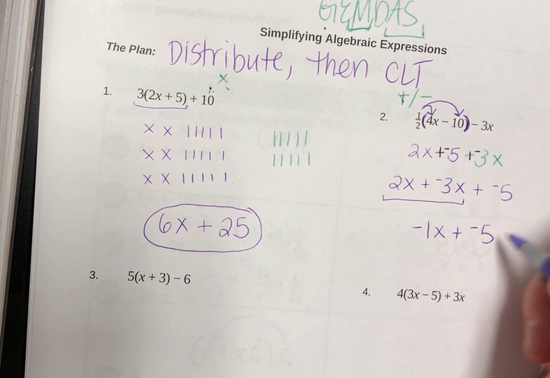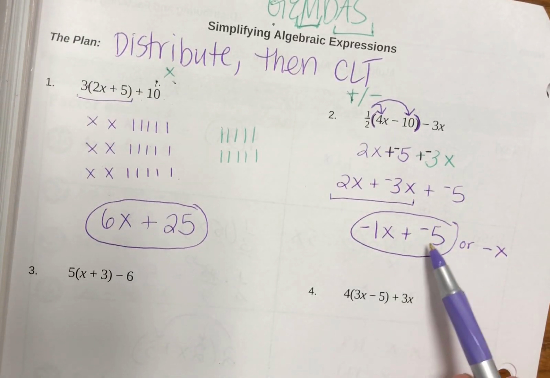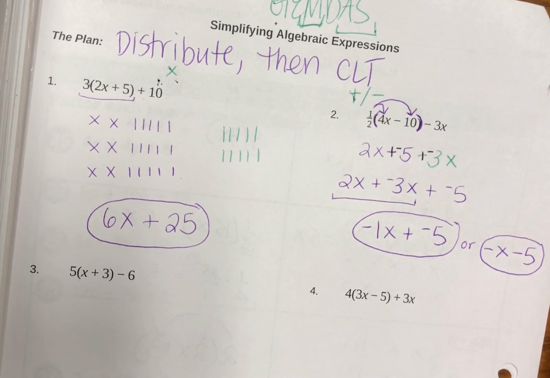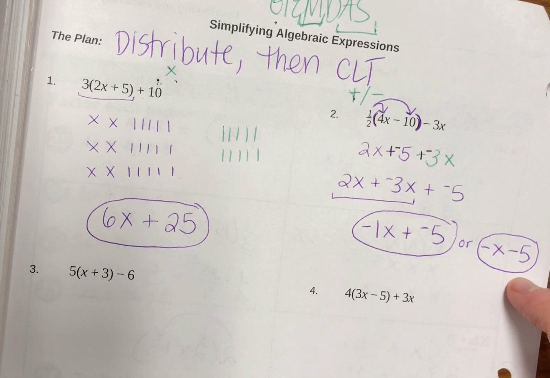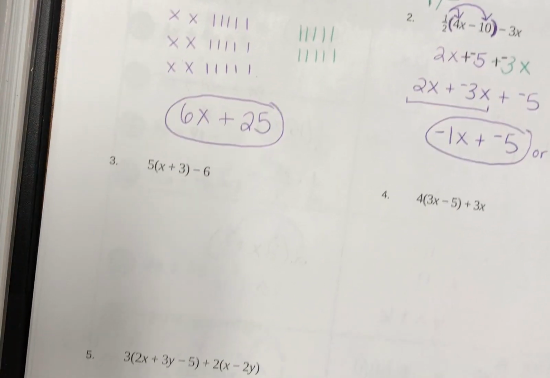This is a great answer. This is a correct answer. But because I have a 1 as a coefficient, I might just get rid of it because we know that negative 1x and negative x are the same. I also might change my plus negative 5 back into minus 5. Both of these answers are equally correct. But this is one you would be more likely to see if you were looking at a textbook or on an answer key somewhere. Let's do a few more together.